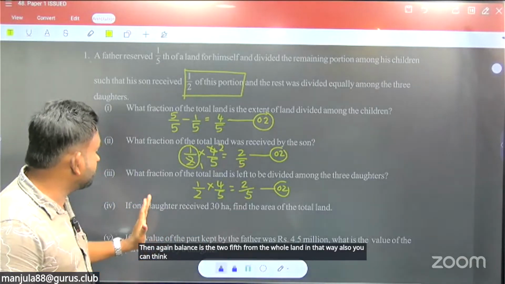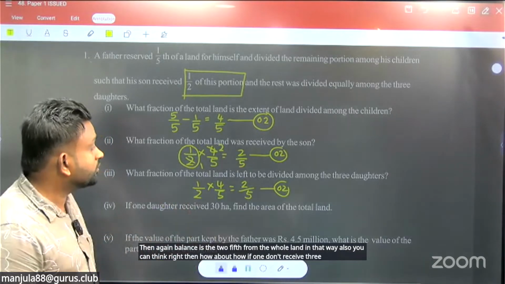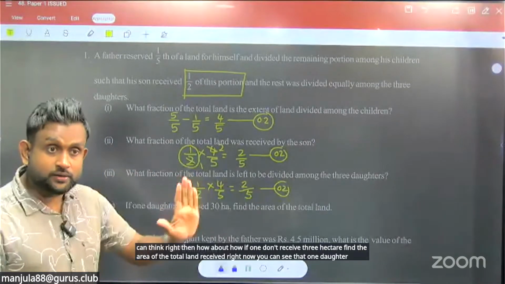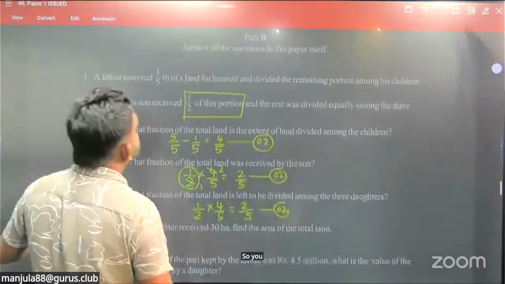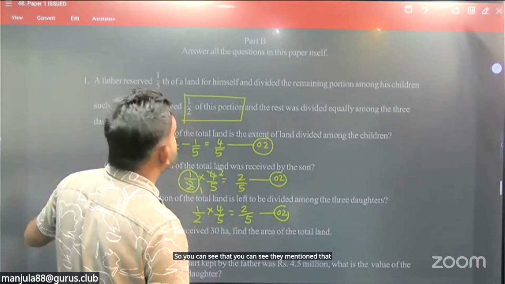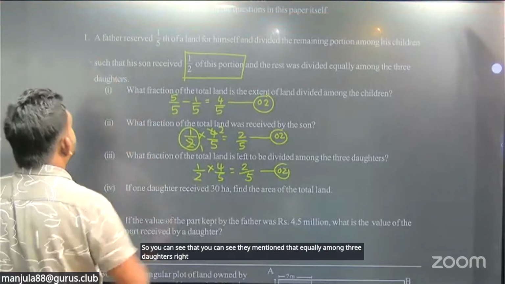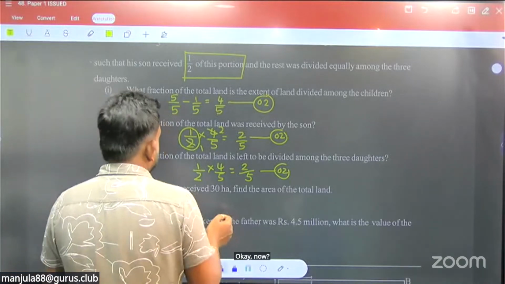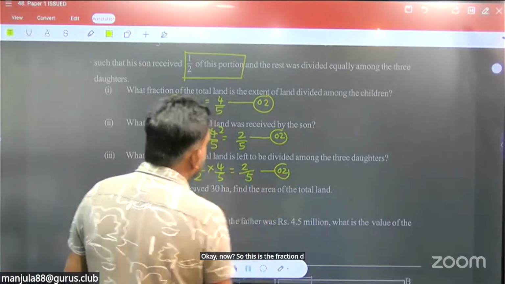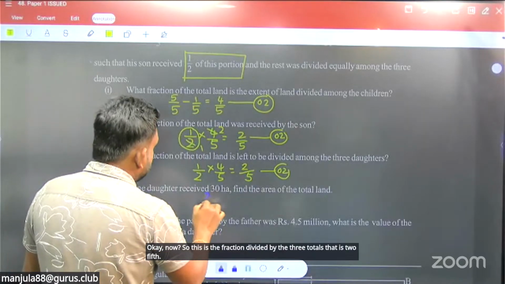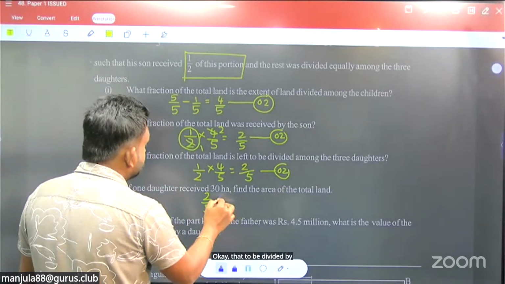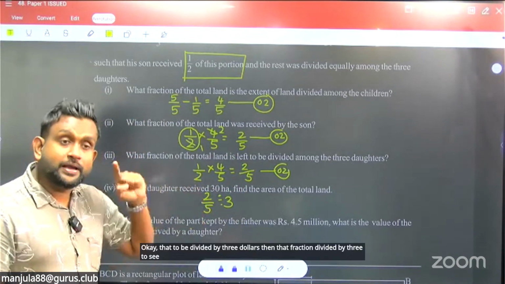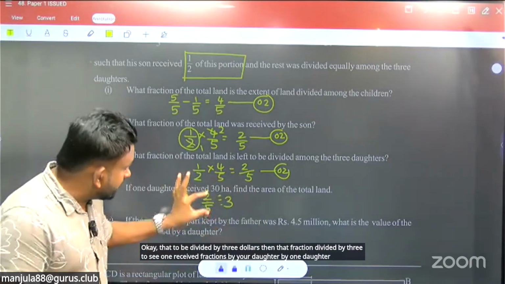Then, if one daughter received 3 hectares, find the area of the total land received. Now you can see, what fraction does one daughter receive? They mentioned that it is divided equally among 3 daughters. So this is the fraction divided among the 3 daughters, that is 2/5. That has to be divided by 3 daughters, so that fraction is divided by 3 to see the fraction received by one daughter.